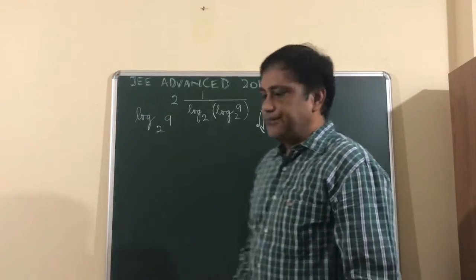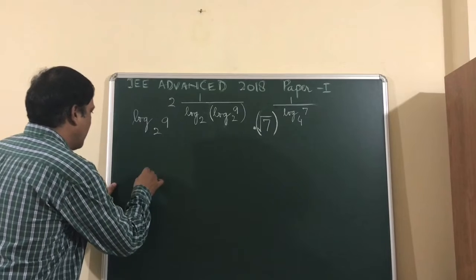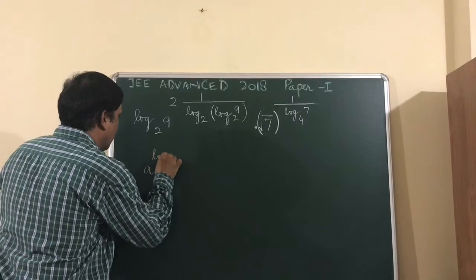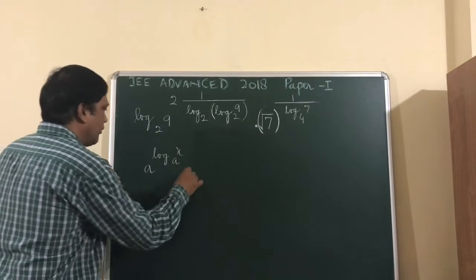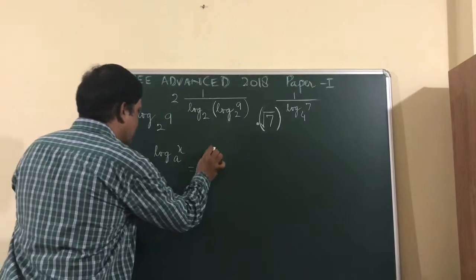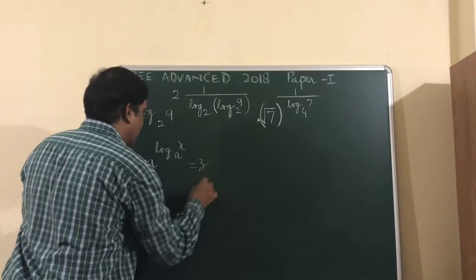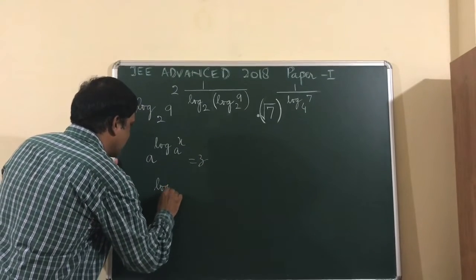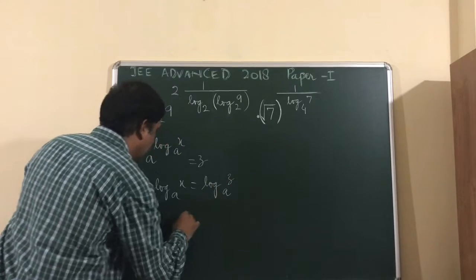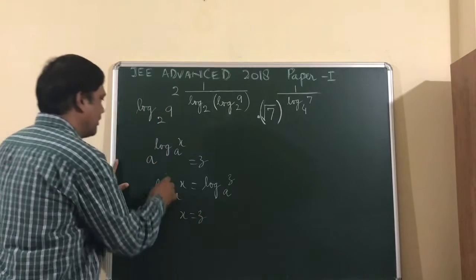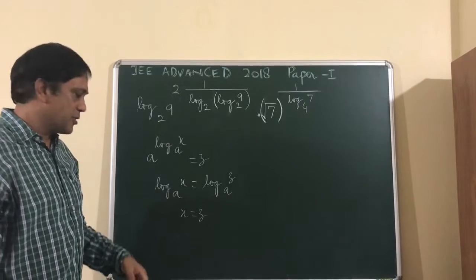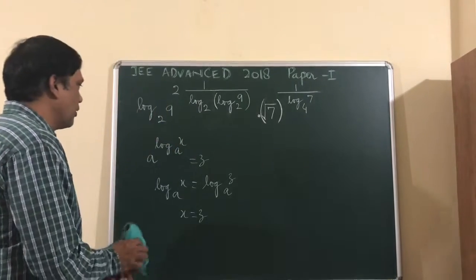So first of all, if anywhere it is written a raised to the power log of x base a, we can directly write it as x. It's quite easy to understand. Let's say it's some different number, say z. Then log of x base a is equal to log of z base a, so x has to be z. Simply using the property that if a raised to the power x is equal to y, then log of y base a is equal to x. So this property we are going to use here.